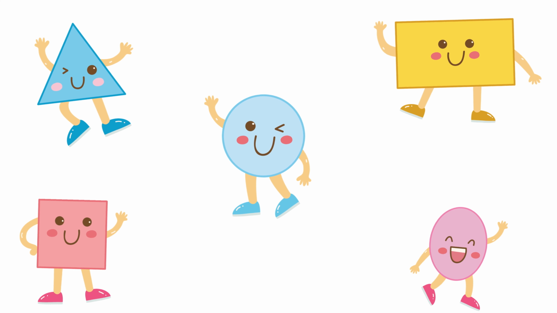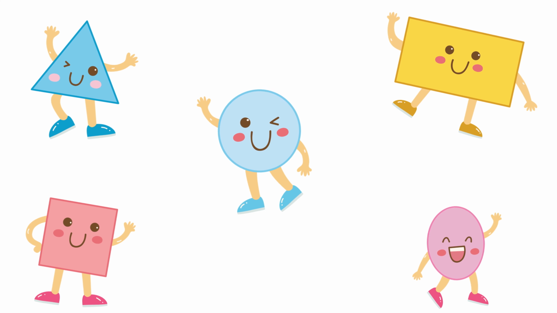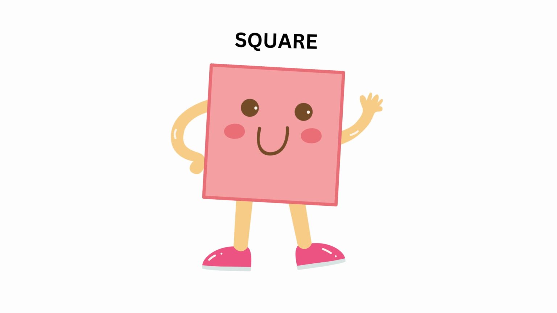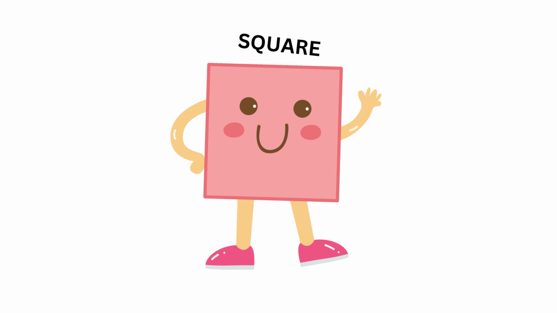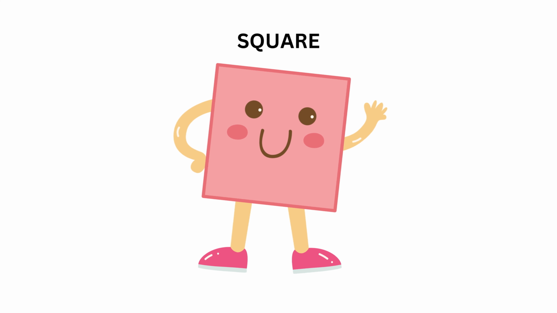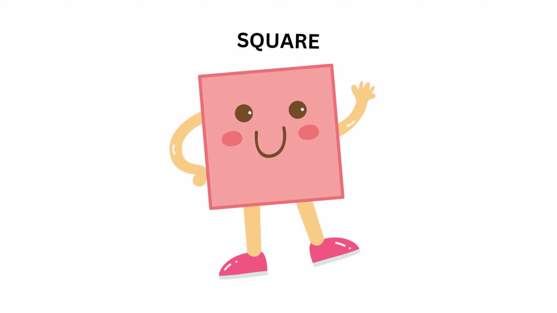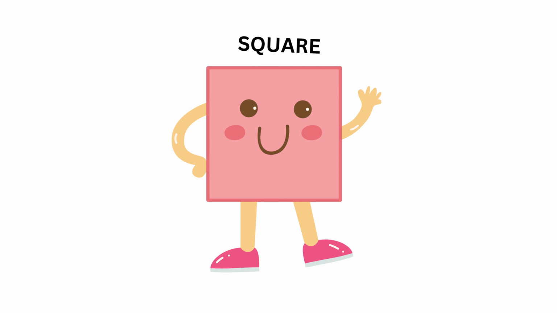Triangle, rectangle, circle, oval, square. I'm a four-sided square, shaped like a box. I'm a four-sided square, and all four sides are the same.